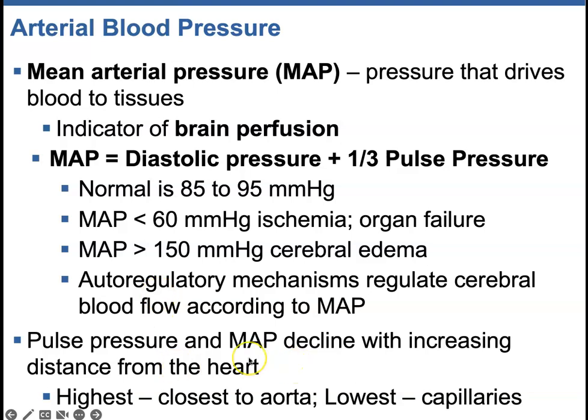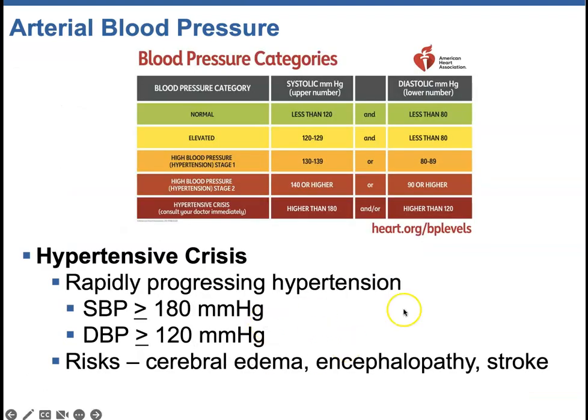What happens with MAP and with your systolic pressure is obviously the further away you get from the heart, it's going to continue to decrease. It'll be highest closest to the aorta, and then lowest, obviously, at the capillary level.